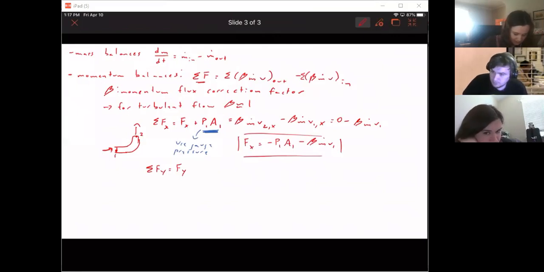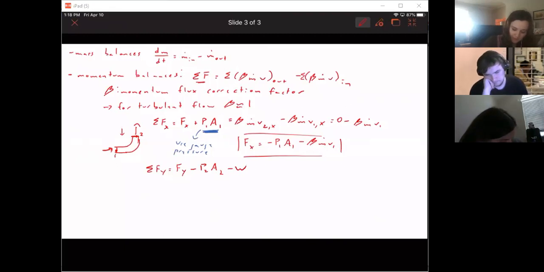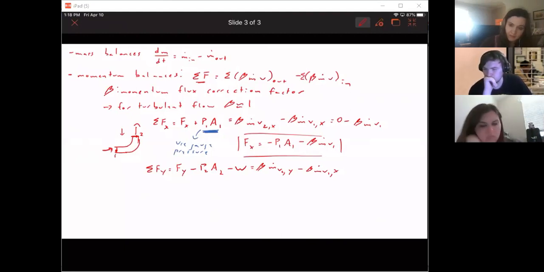Then we have pressure, and looking at this, I'm going to assume that there is a net pressure going there, and I'm going to call that minus P2A2, and I called it minus because the pressure right here is going to be pushing down on this pipe section. Then I'm going to add the weight of the water and the pipe, minus W because it's going down, beta m dot v2y minus beta m dot v1y, where, in this case, what is the y component of the velocity going in? 0. So we just end up with f of y is equal to p2a2 plus w plus beta m dot v2.